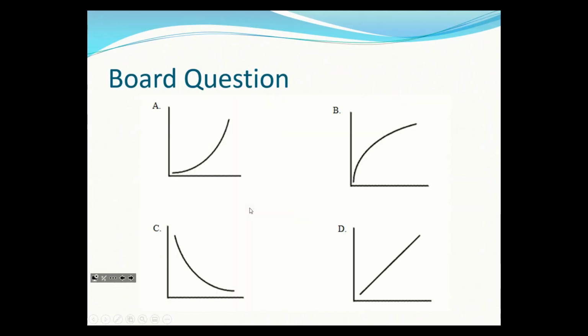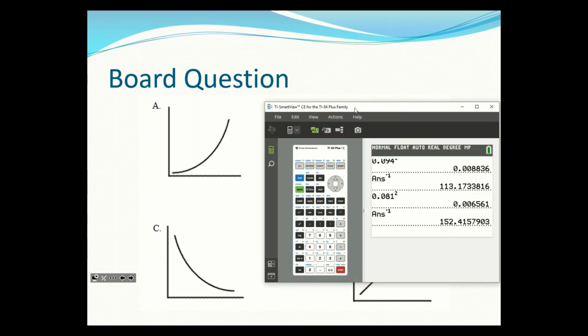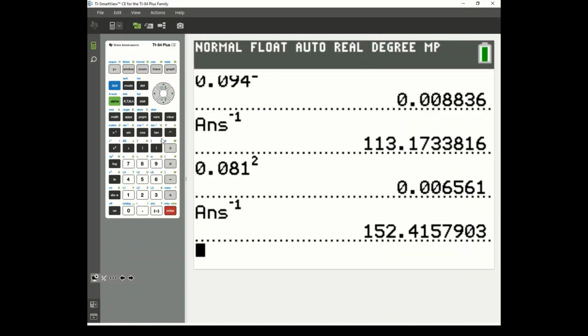So I want to do some virtual board questions because these are questions that are asked quite a bit. I'm going to give you a formula and then I'm going to pause a little bit, and you can pause the video and select A, B, C, or D as the answer of what the graph would look like. I'm going to show you a little trick before we do this.